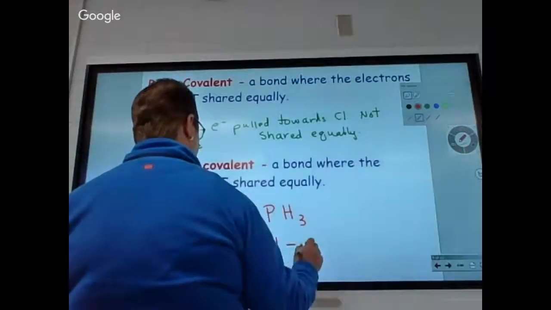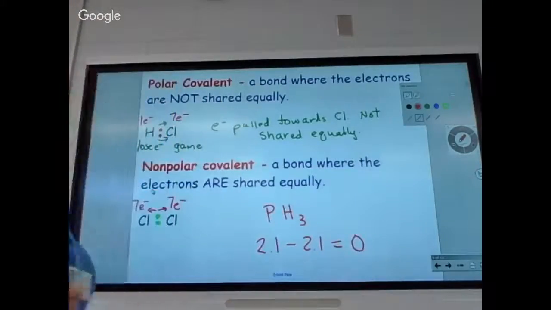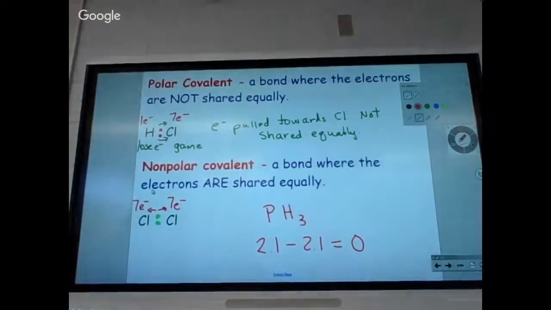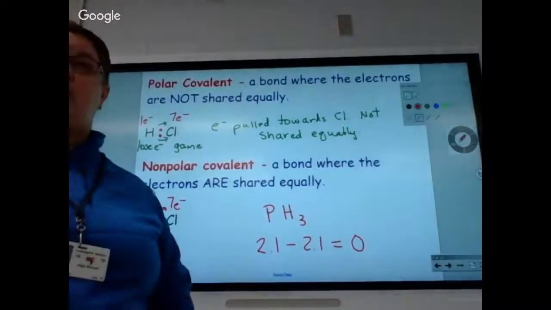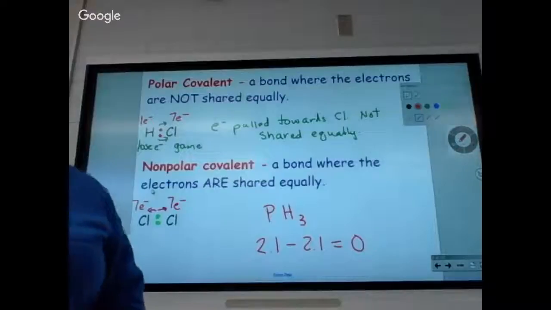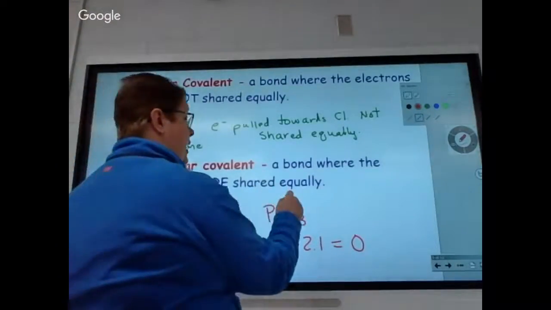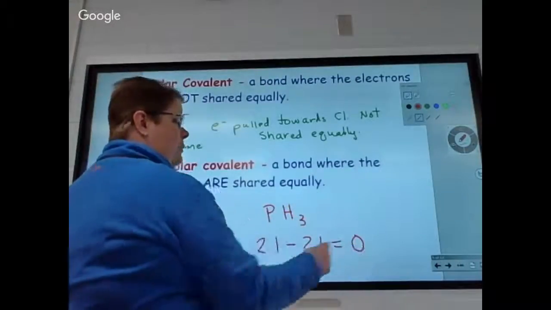2.1. Hydrogen is? 2.1. You get 0. Phosphorus and hydrogen are going to pull equally on their electrons. They would also be a nonpolar covalent bond. Okay, what did I say yesterday about the subscripts? Well, we use the subscripts. No, we just look up the P, we just look up the H, we subtract, and we get 0.